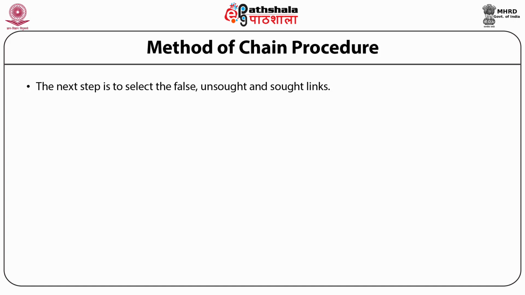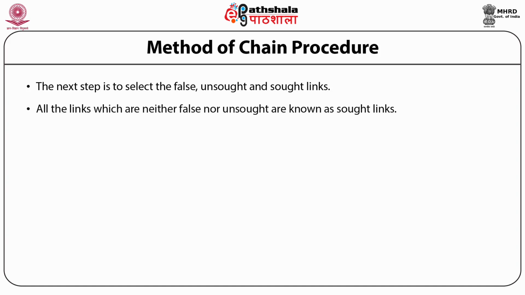The decision of a link, whether sought or unsought, is arbitrary. It depends upon the library, which may define it in the light of the reading materials organized in the interest of the readers served and the nature of the service attempted. All remaining links, which are neither false nor unsought, are known as sought links.